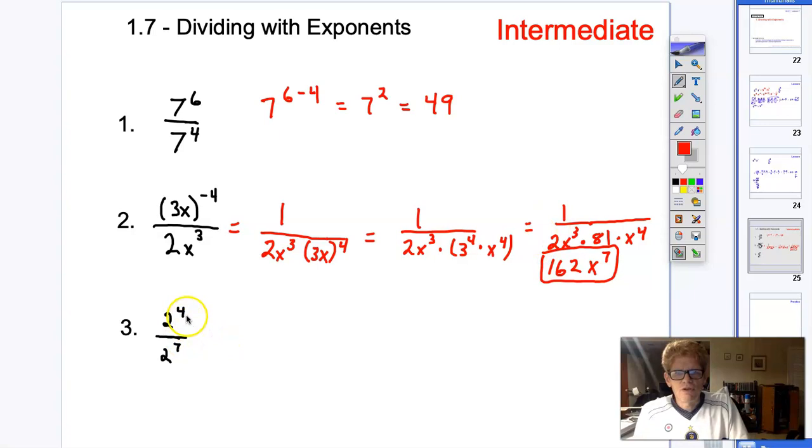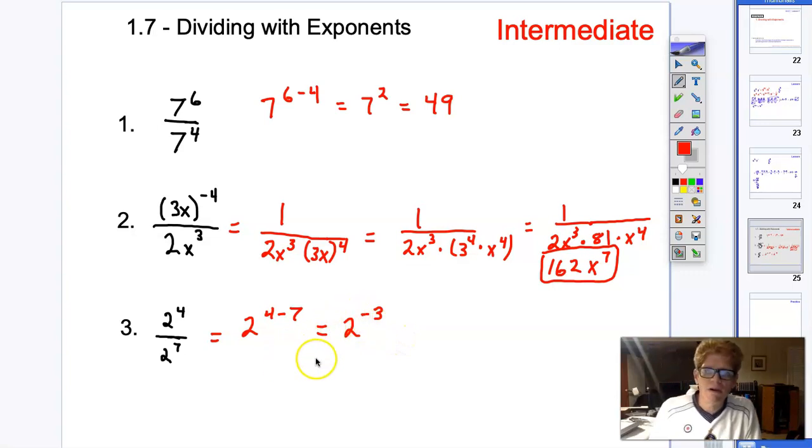Let's try this one. 2 to the fourth over 2 to the seventh. Once again, we know that we're going to subtract those. So that's 2 to the 4 minus 7. You can't just subtract 7 minus 4. You have to take 4 minus 7, which means we are going to have a negative exponent because 4 minus 7 is negative 3.